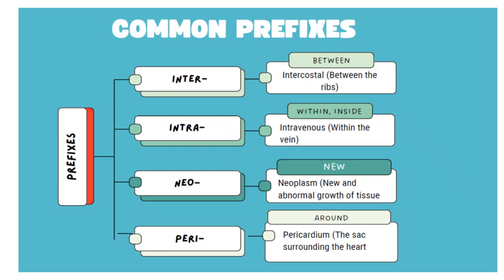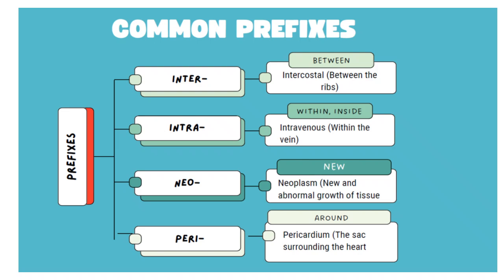Also common prefixes, we have inter and intra. Inter means between. Intercostal, between the ribs, as we took before. Intra means inside. Intravenous, within the vein. Neo means new. Mostly used in neoplasm, means new growth or abnormal growth of tissue. Neoplasm means tumor or cancer.